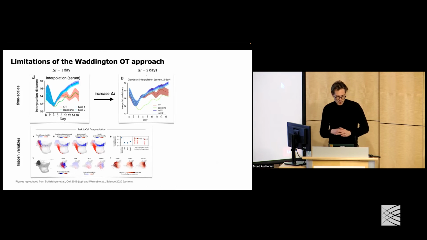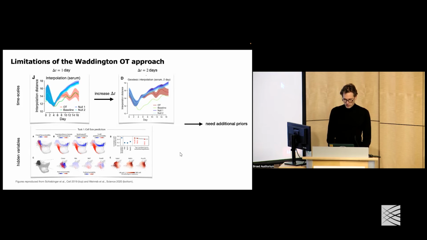And also in another paper from Malone-Klein, they showed that if you have hidden variables, for example, on the epigenetic level, so if fate priming is established on the epigenetic level rather than on the RNA level, and you don't measure the epigenetic level, then if you use an approach like Waddington OT, these couplings will not be very informative, in the sense that they don't agree very well with ground truth given by clonal labeling in this data set. So the correlation is really low. So in settings like this, you need additional priors to get biologically meaningful couplings between time points.